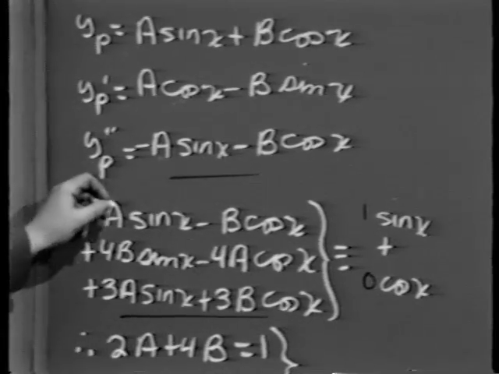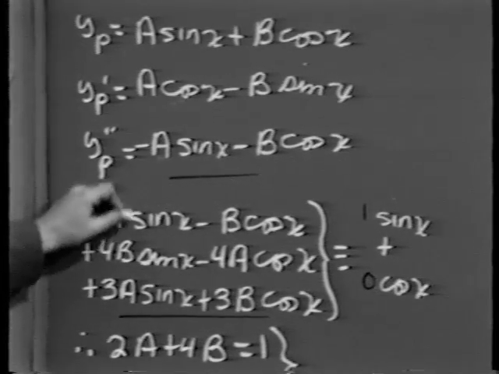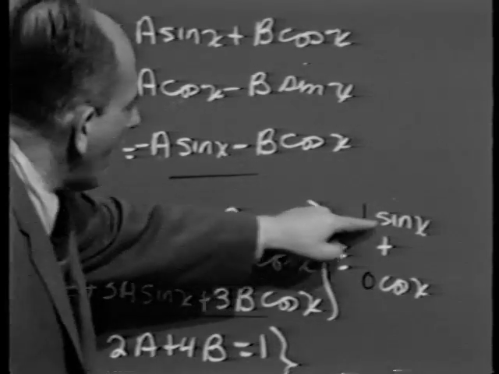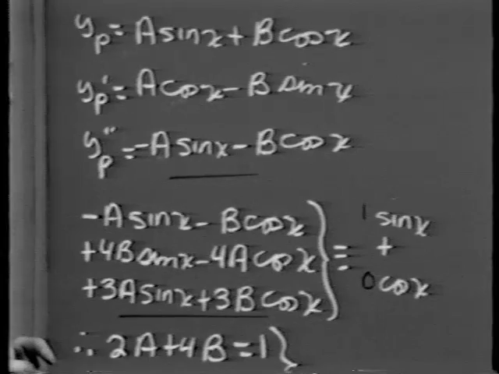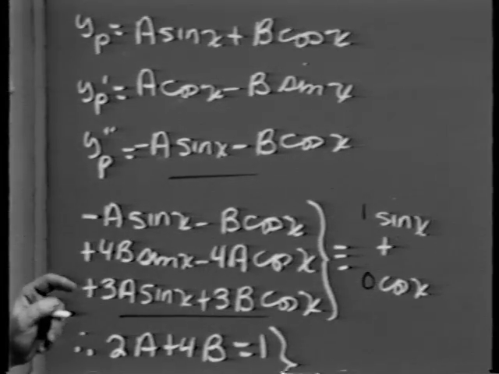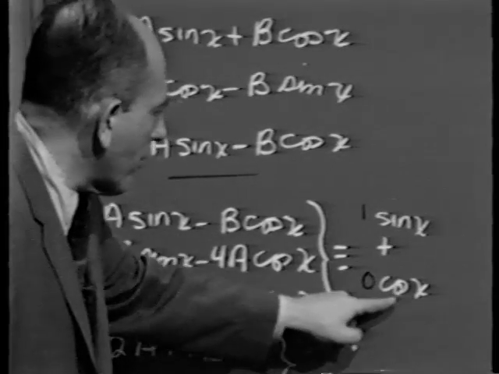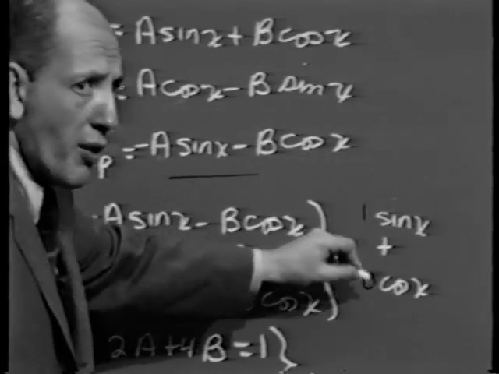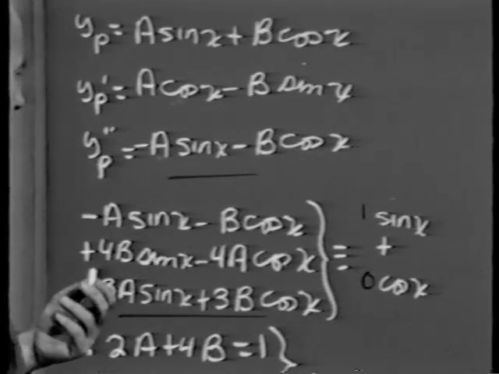You see, what I'm going to do is I'm going to equate the coefficient of sine x on the left-hand side of the equation with the coefficient of sine x on the right-hand side of the equation. I'm going to equate the coefficient of cosine x on the left-hand side of the equation with the coefficient of cosine x on the right-hand side of the equation. The fact that these coefficients are 1 and 0 is irrelevant. The theory remains the same.